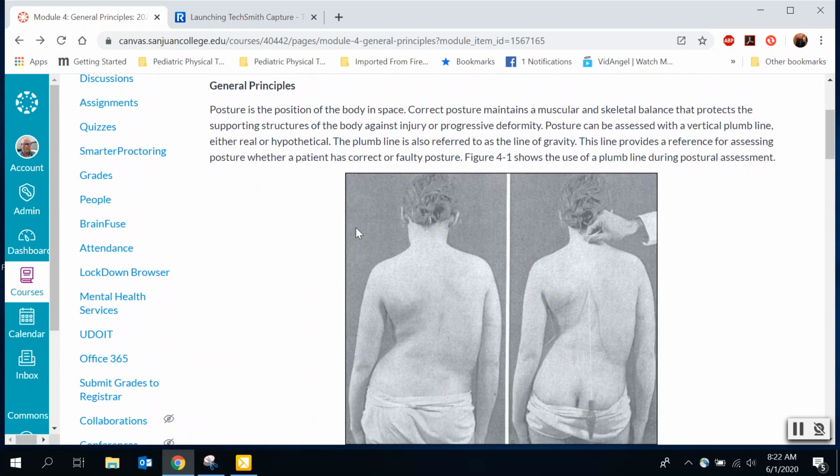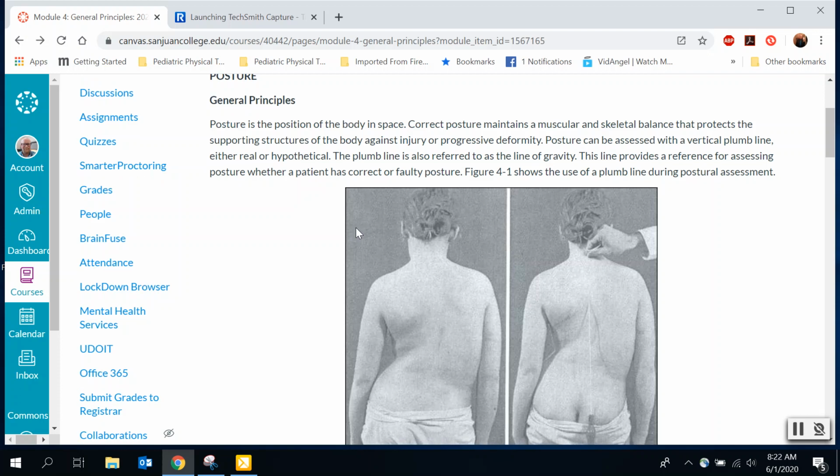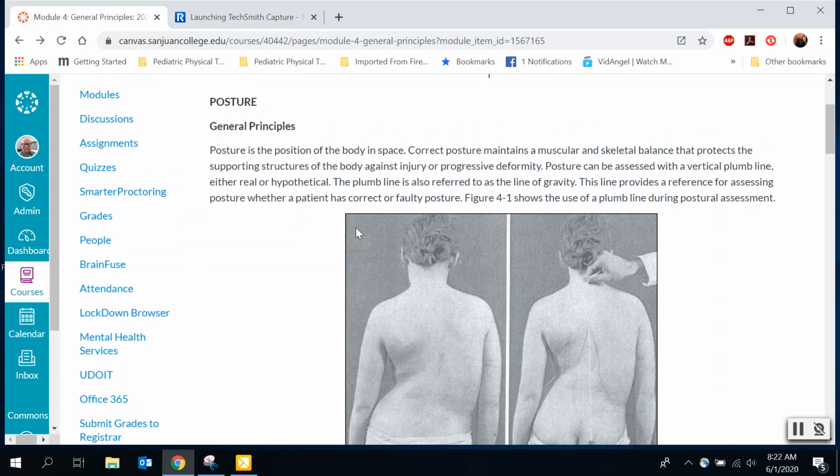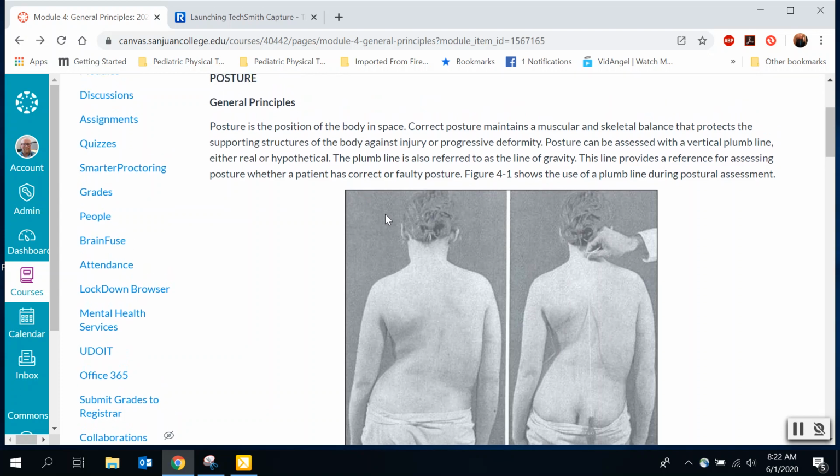But basically, our bodies are meant to have a specific alignment to best deal with how gravity affects our bodies, right? But our bodies can also get out of alignment. And when we have bad posture, that's what that means: our bodies have gone out of alignment. So you can take a plumb line, and I'll show you guys how to do this, and use it to figure out if somebody has postural problems, right?